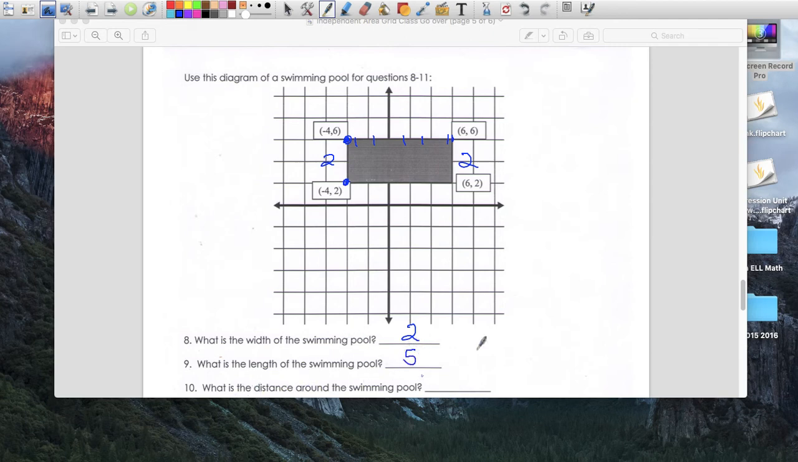5. What is the distance around the swimming pool? So what if you're not asking for area? That's 5, and this is 5. So if you were here and you had to run around, what would be the distance around the swimming pool? Well, you would walk 5 here, 2 here, 5 here, 2 here. So it would be 2 plus 2 plus 5 plus 5 gives you a total of 14 units. Not squared, just simply 14 units.